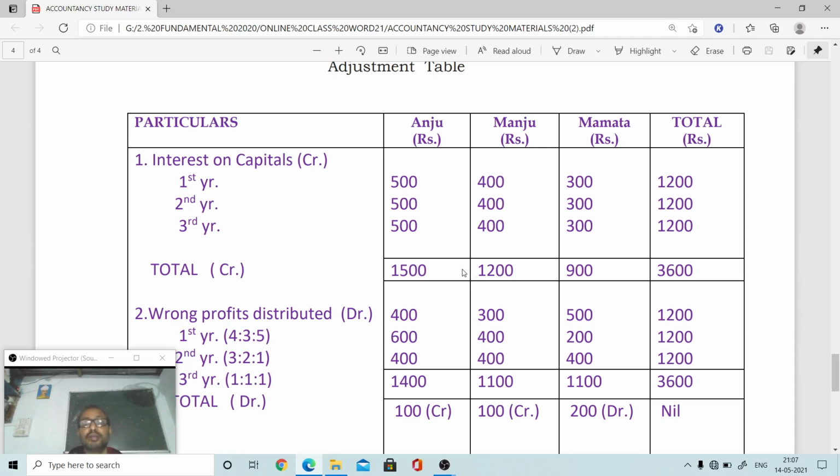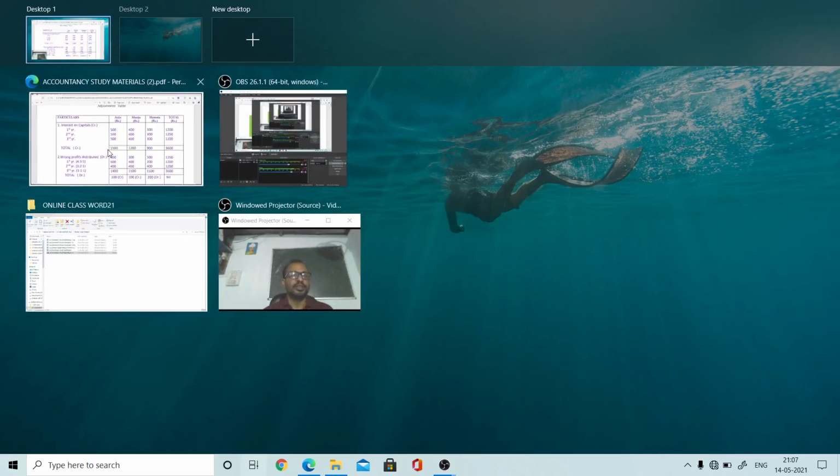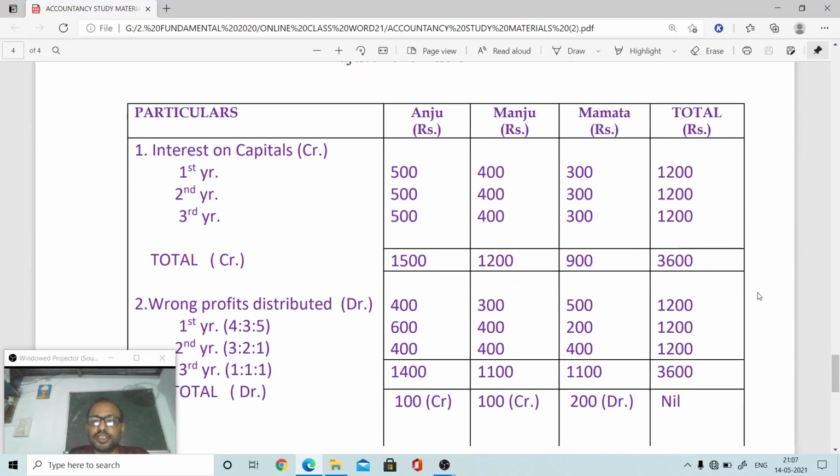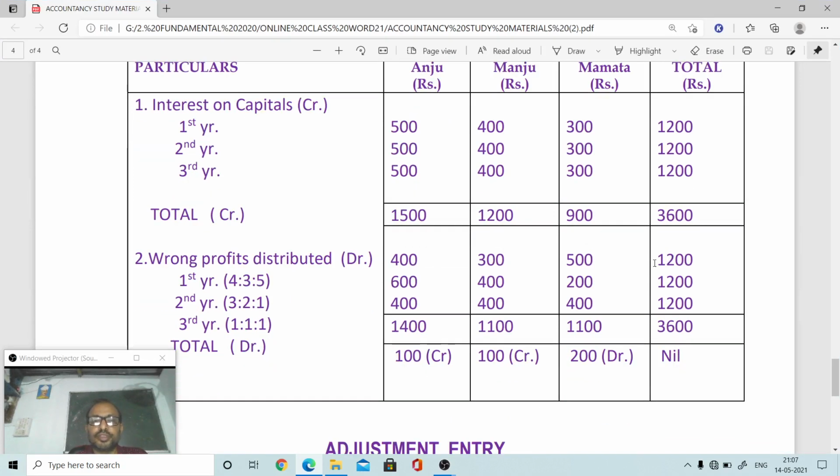credited. But without giving the credit, what they have done is they distributed their profit in a different ratio. The first year, their ratio is 4:3:5. In that ratio they distributed the 1200 rupees. If you distribute it in 4:3:5, ultimately this amount of profit has been taken. So the first partner, Manju, has to return 400, Manju 300, and Mamata 500. That is for the first year, 2004.